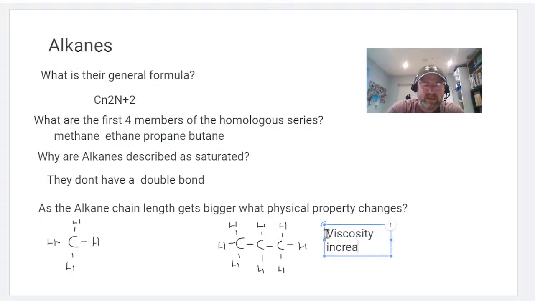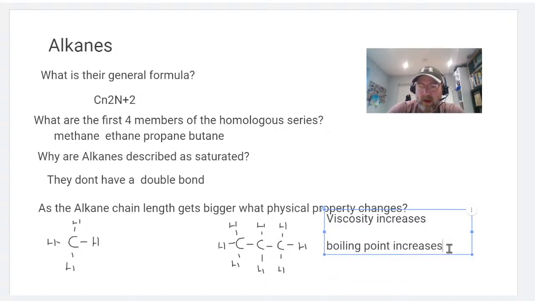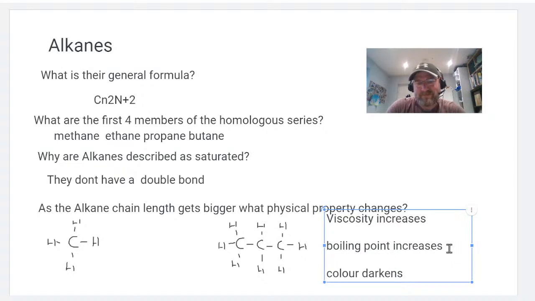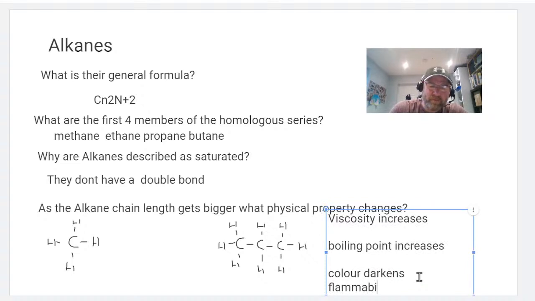Viscosity increases. Boiling point increases. However, color darkens. They get darker, basically. Color darkens. Whatever, this is crap English, but there we go. Yeah, color darkens. And flammability decreases.